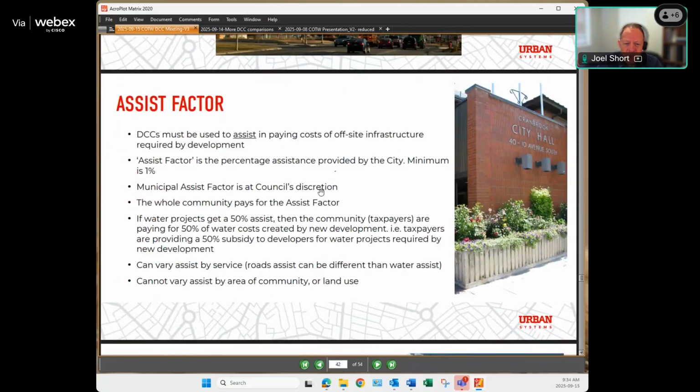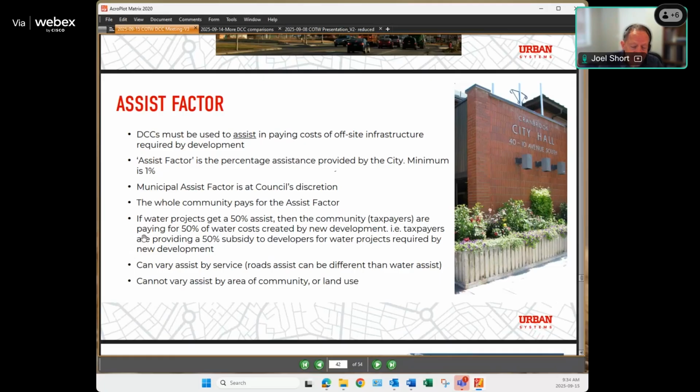So let's talk about the assist factor. I've already kind of talked about what an assist factor is. It's at council's discretion. The whole community pays it. So if you had a water project that gets a 50% assist, and we're not talking benefit allocation, we're talking assist. This is pure subsidy. Then the community, the taxpayers are paying for 50% of the water costs created by the new development. In other words, taxpayers are providing a 50% subsidy to developers for water projects required by new development.